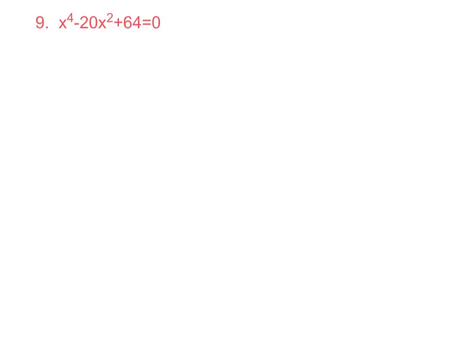Number 9 is asking us to solve, so I'm simply going to factor by doing the basic little a m. So what adds to negative 20 and multiplies to 64? So that would be 4 and 16. Now I need for it to add to negative 20, so both those signs are going to be negative, and I need for it to multiply to positive 64, which it does.